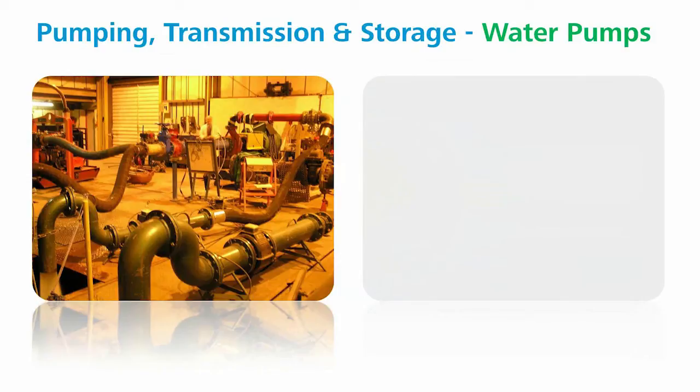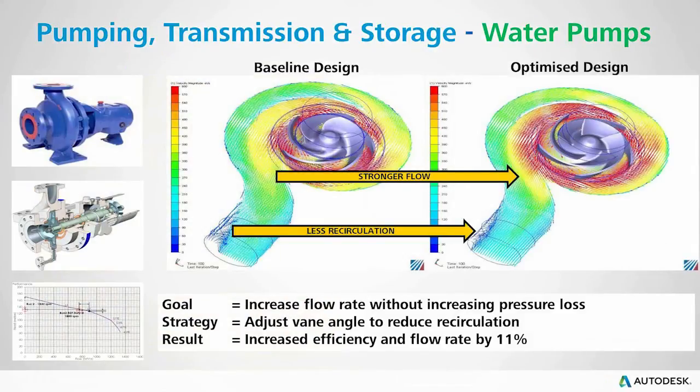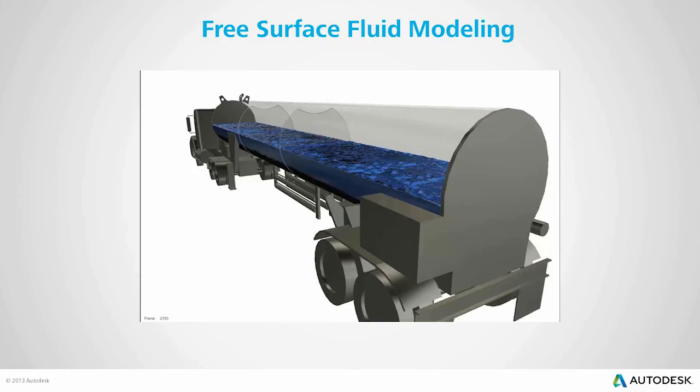So this is a company that were making pumps over 1 meter in diameter, and they weren't really able to test these by simulation previously. They were physically testing them, so they were over-designing. And with Simulation CFD, they're able to optimize the designs up front. And this water pump, just by changing the angle of the vanes, improves the flow rate through it without increasing the pressure loss. So they're able to increase the efficiency and flow rate by 11%. And they can do this very quickly by comparing different designs at the simulation stage.